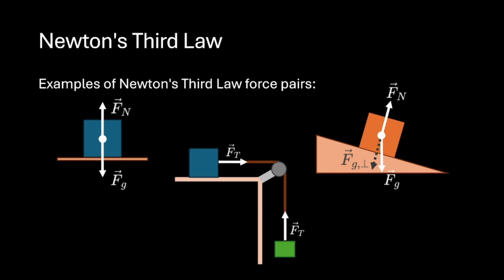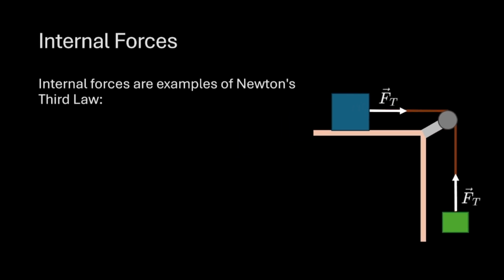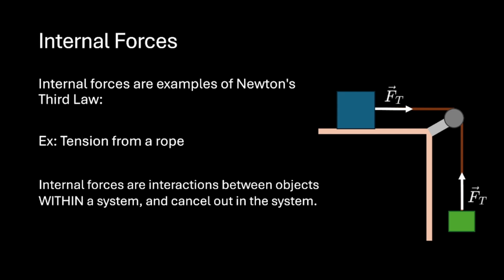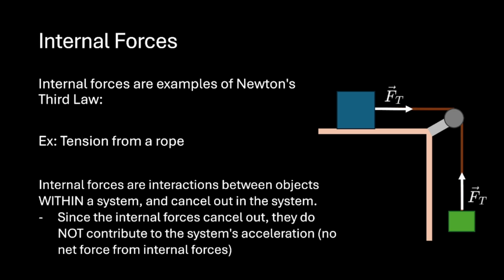Now, this is the tension force acting on two objects over an ideal pulley. This is also an example of an internal force. Internal forces are examples of Newton's third law. Internal forces are interactions between objects within a system and thus cancel out because they act in equal and opposite directions. As a result, they do not contribute to the system's acceleration.